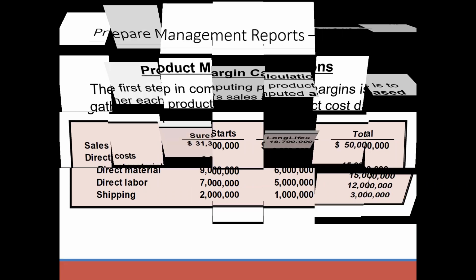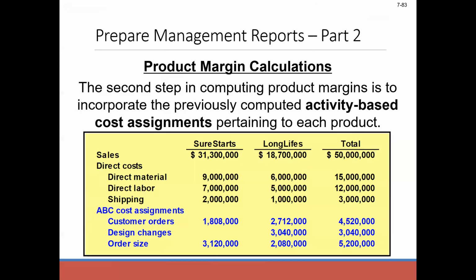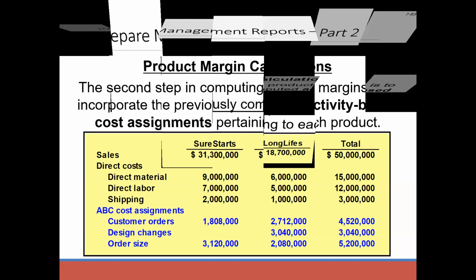Okay. So if we look at those costs associated with the specific batteries, we've got to look at cost assignments regarding each of these products. So again, we see our Sure Start orders are 1,808,000. For Long Lives, they're 2712. There are no design changes with the Sure Starts, but there are with the Long Lives. And then we see the order sizes. So then we need to break it down.